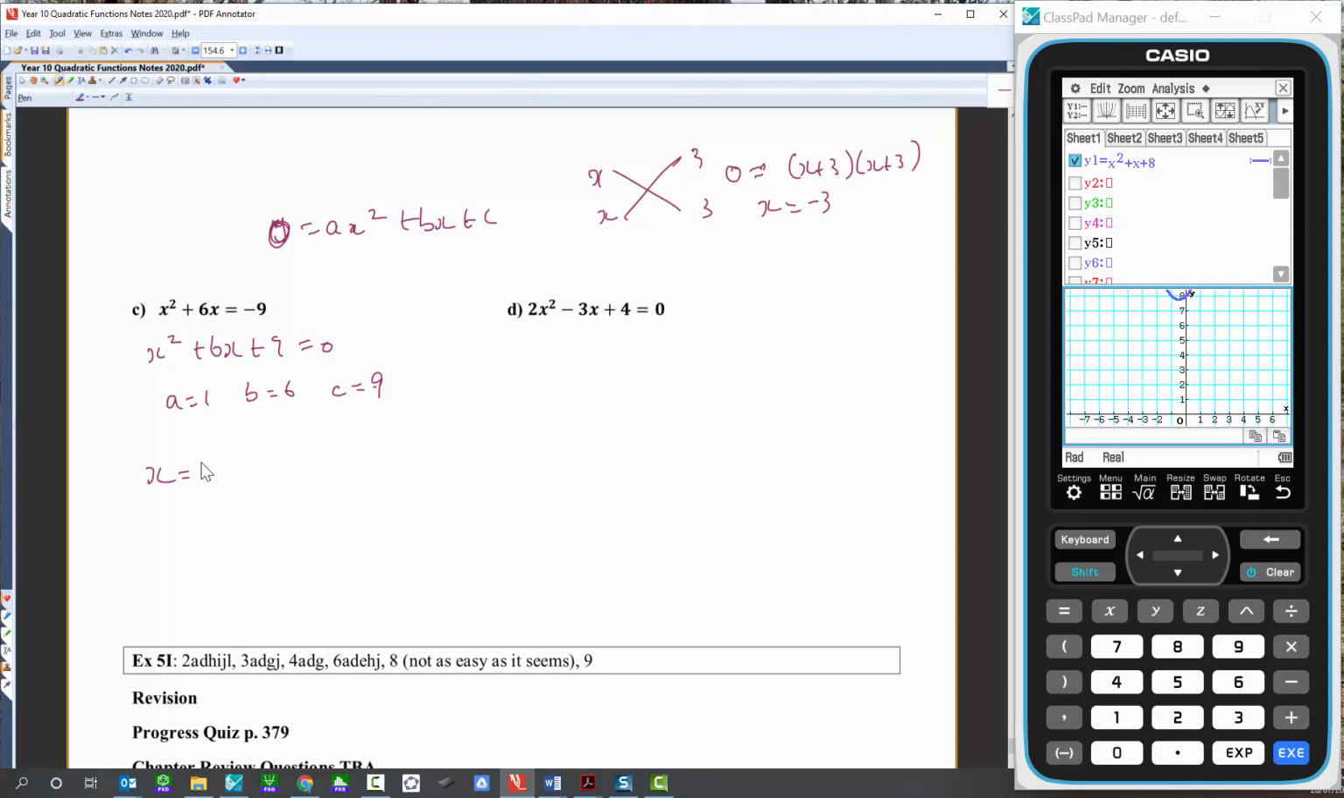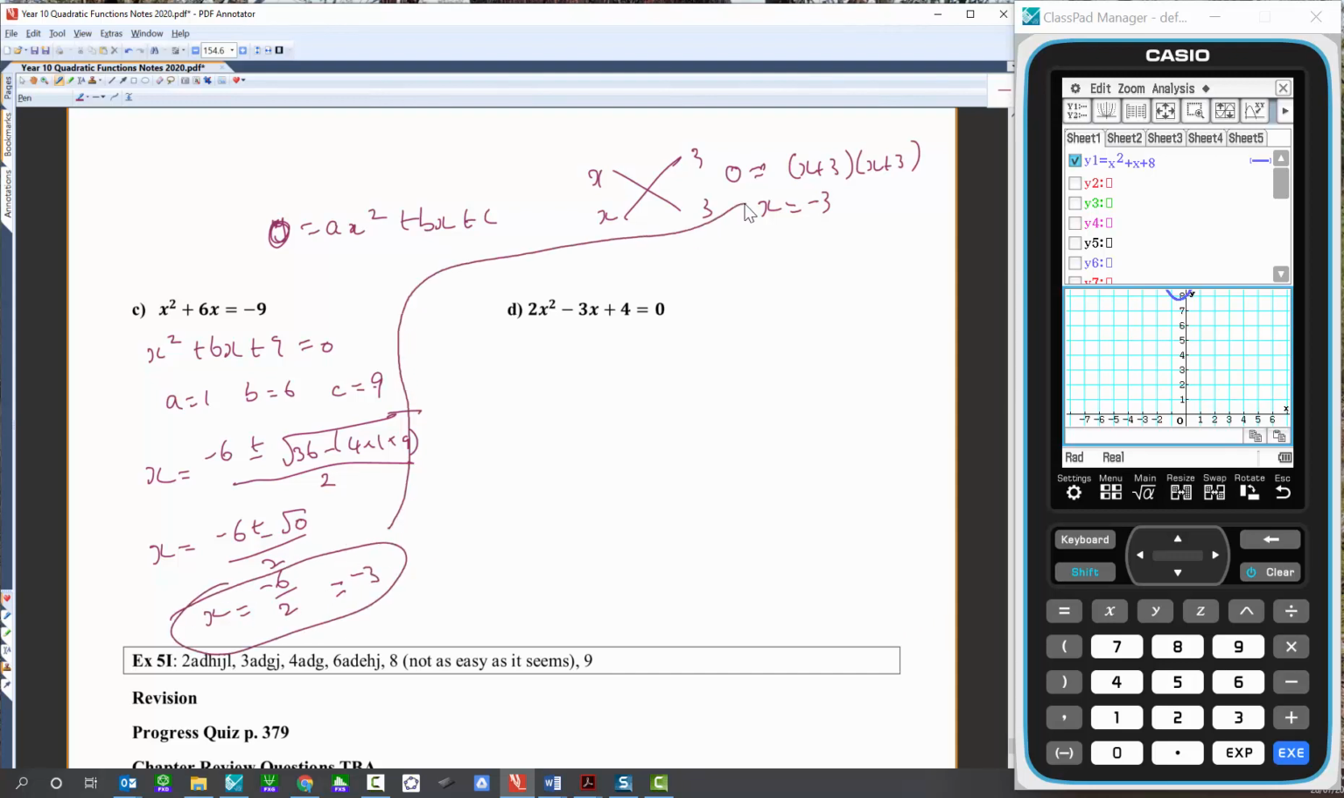So it's -b, which is -6, plus or minus the square root of b squared, 36, take away 4 times 1 times 9, all over 2a, which is 2. X is equal to -6 plus or minus. Now, that's going to be 9 times 1 is 9, 9 fours are 36. That's the square root of 0 over 2. X is equal to, now the square root of 0 is just 0, so it's plus or minus nothing. So we just write it as -6 on 2, which is equal to -3. So there is our solution that we get via the quadratic formula.